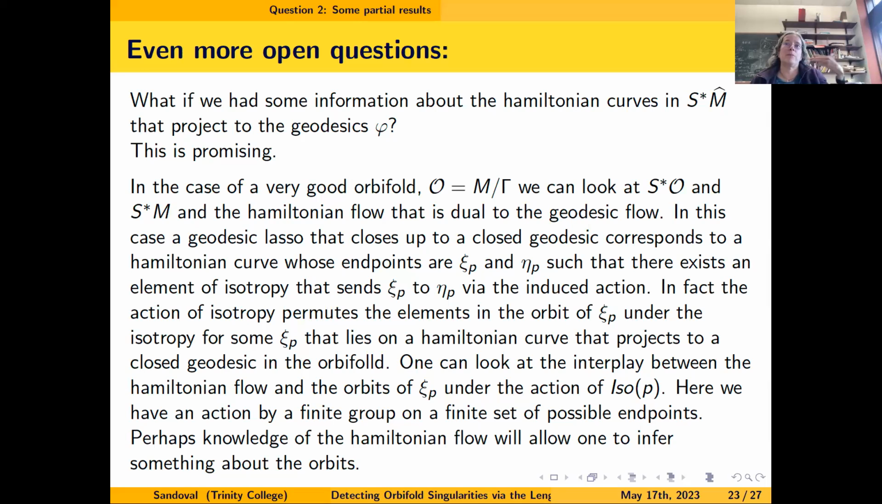So here we could think about how the action of isotropy, the isotropy group, is going to permute these points above, these covectors above the singularity. And there, maybe we can actually get some estimates, or some lower bounds, on the size of the isotropy in the following way. We have these points that lie above here. Isotropy permutes these endpoints that are getting identified.